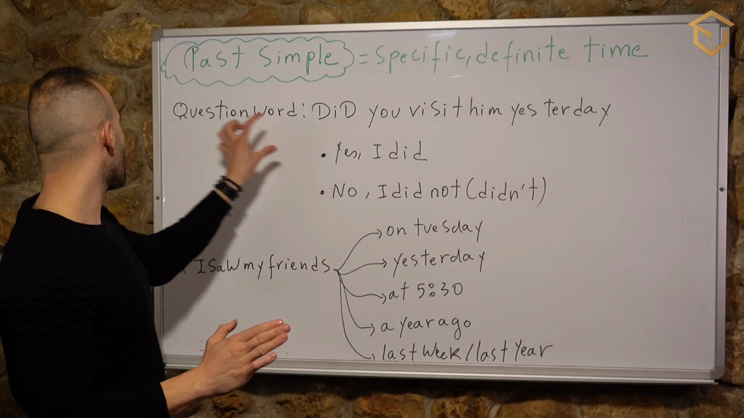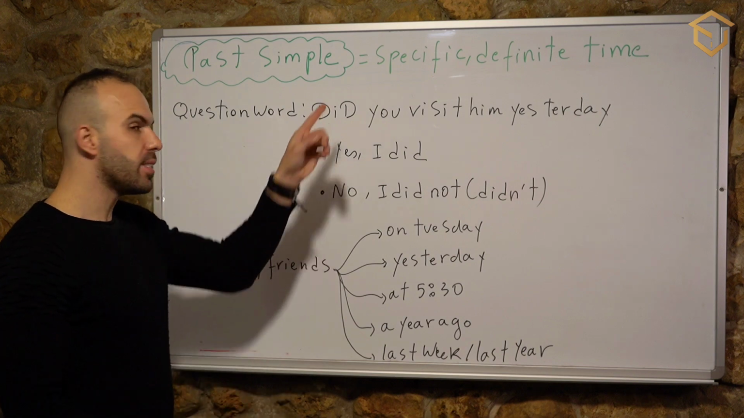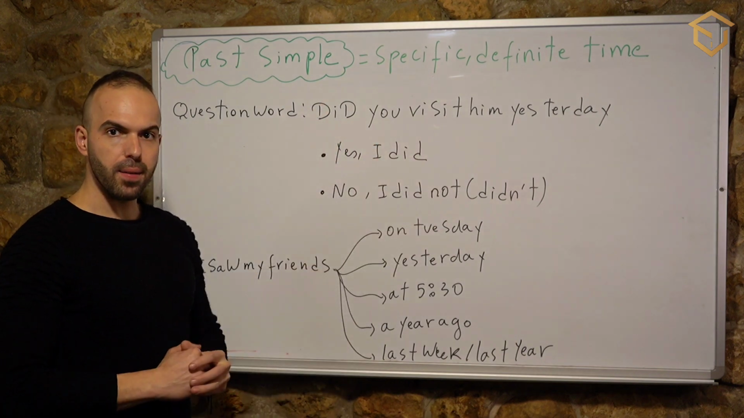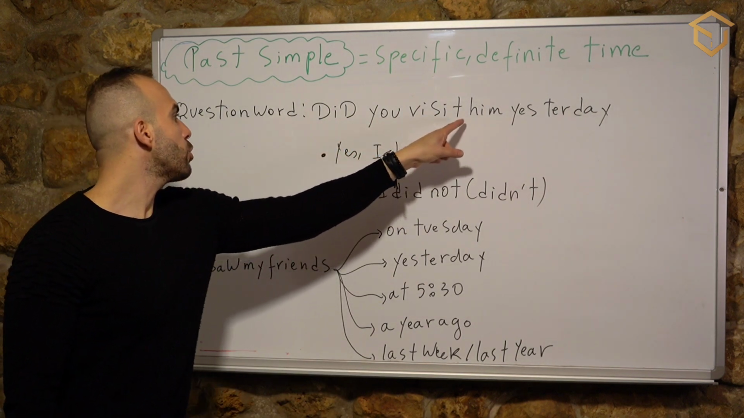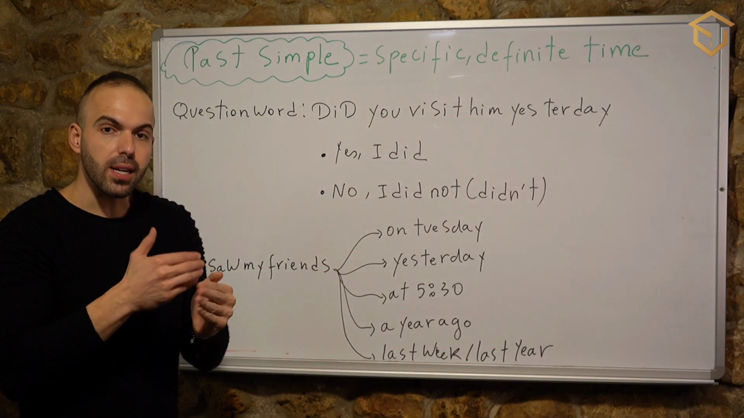Okay, now let's focus on the question word in the past simple form. The question word is did. For example, did you visit him yesterday? As you can see here, with did, we use the original form of the verb. So you can't conjugate the verb with did. It's a question verb.